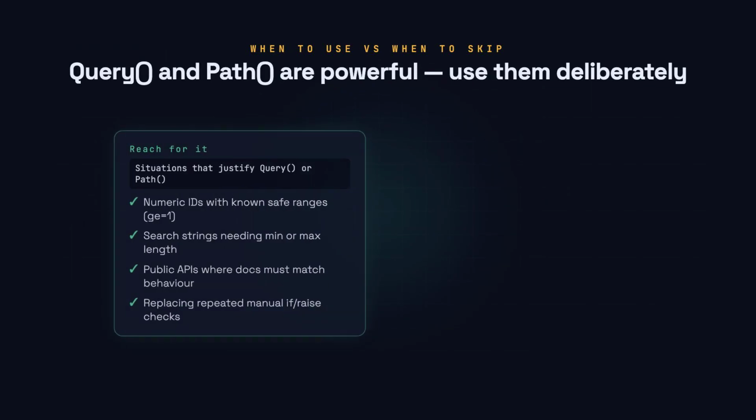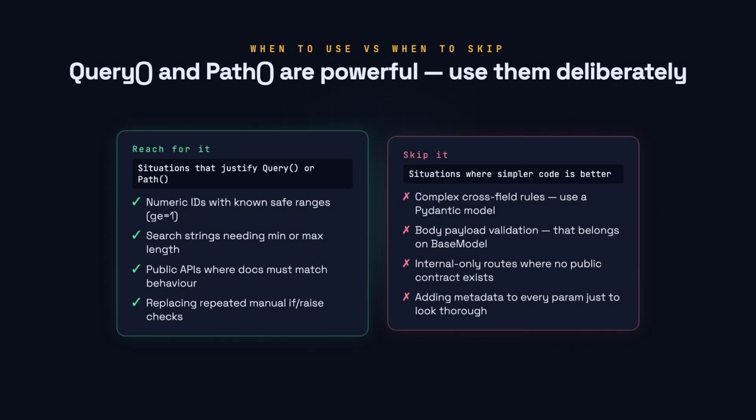Query and Path shine when you have clear, self-contained rules on a single parameter, a numeric ID that must be positive, a search string with a sensible length cap. However, if your validation involves comparing 2 fields against each other, or you are validating a request body, that logic belongs on a Pydantic model instead. And resist the urge to wrap every parameter in Query just to add a title. Add metadata where it genuinely helps consumers of your API, not as decoration.